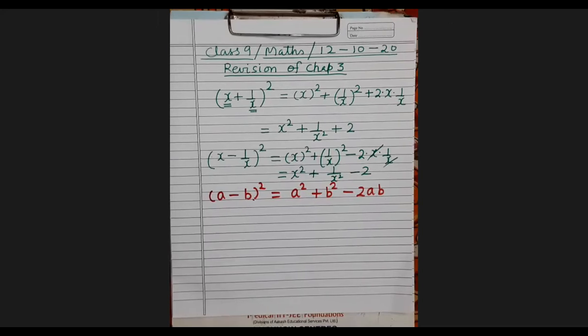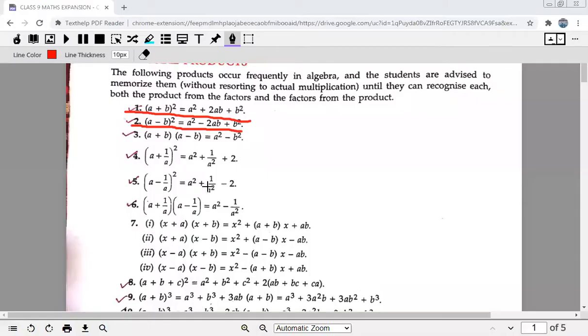Now you see some more formulae in your book. You can open your book. Here it is given (a plus 1 upon a) whole square equals a square plus 1 upon a square plus 2. This which I told in terms of x, here it is given in terms of a. (a minus 1 upon a) whole square equals a square plus 1 upon a square minus 2. Then there is one more formula here, which is the difference of two perfect squares. You can see here. Formula number 3.